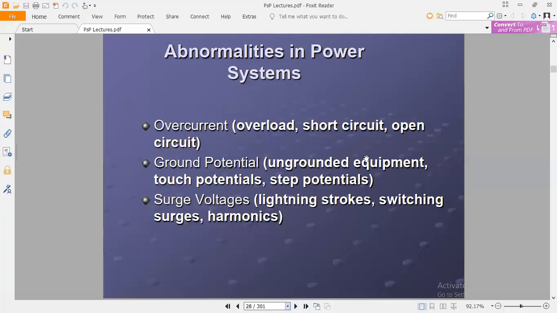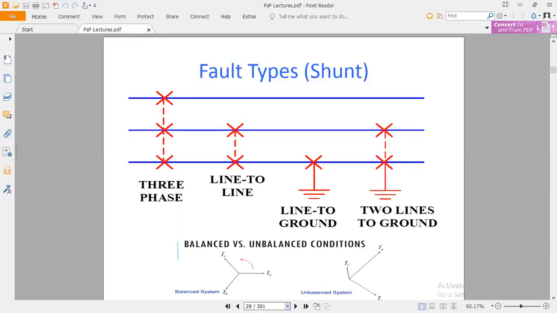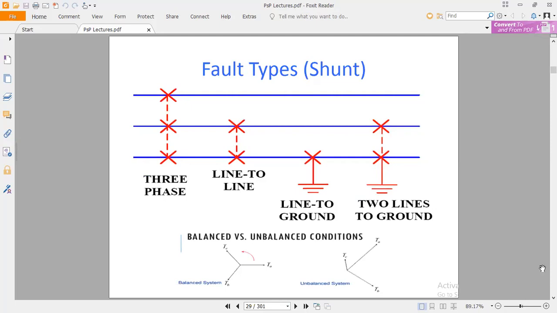So we were discussing in the previous session the abnormalities in power systems, the overcurrent causes, ground potential causes, impacts, and the impacts of surge voltages that are produced in our power systems. So we are moving further to the analysis of power systems, the types of fault in shunt aspect.